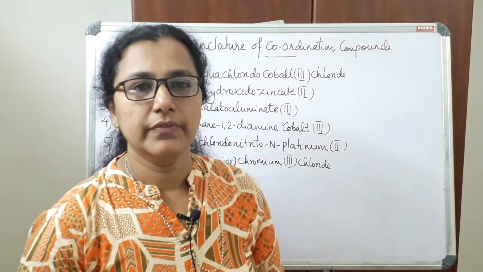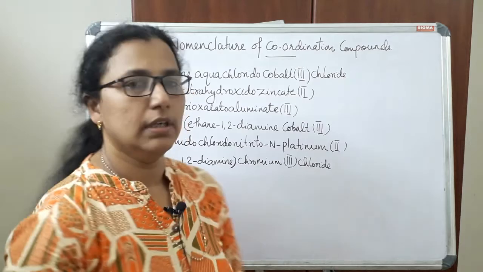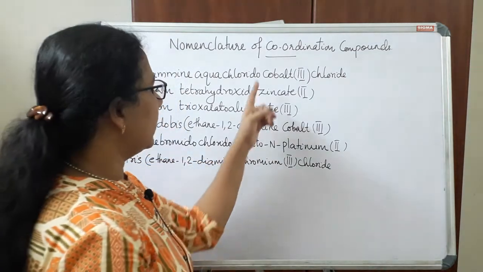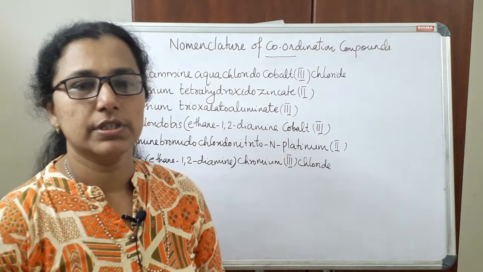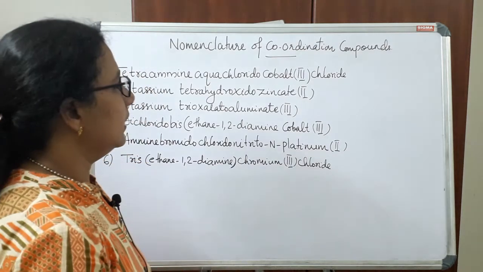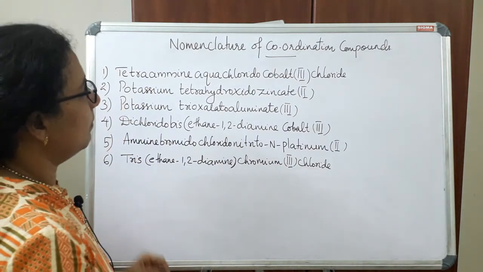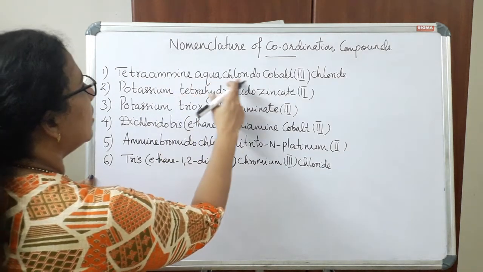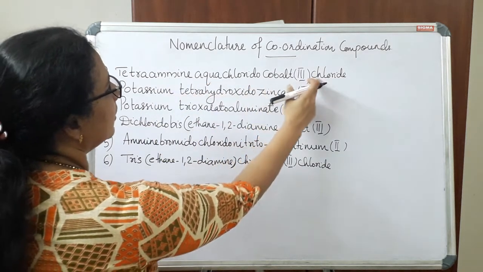Hello students, today we are going to learn how to write the formula of coordination compounds, if you are given the name of the coordination compound. Let's see the first compound, that is tetraamminea​quachloridocobalt(III) chloride.